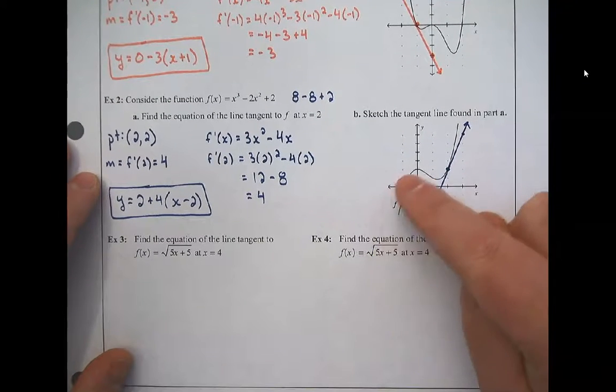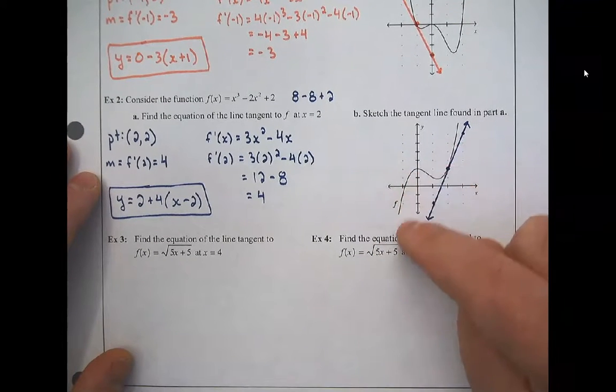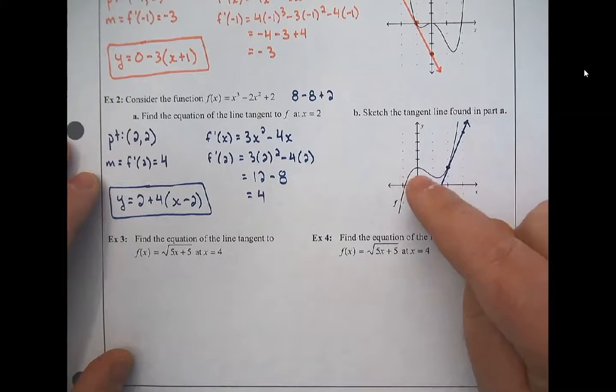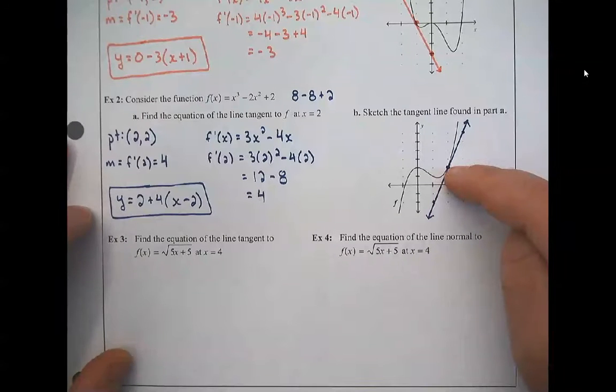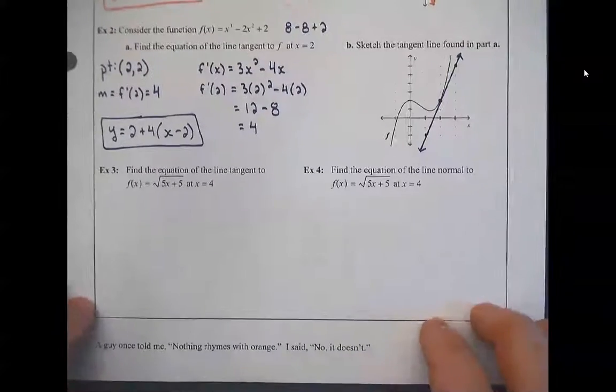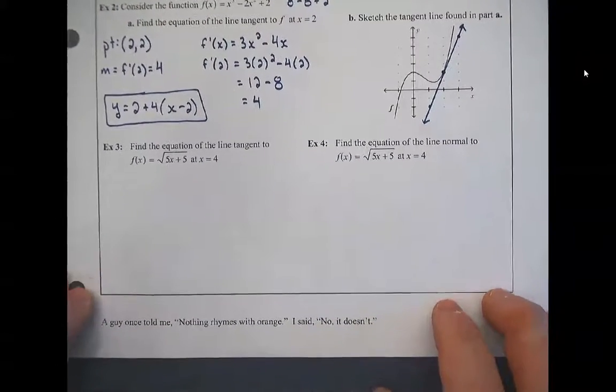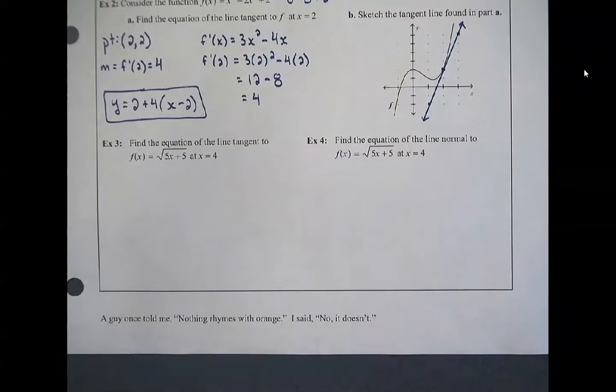If this was the path of a baseball, which it really couldn't be a baseball, but anyway, this was a crazy baseball. If the ball hit you in the face at 2 seconds after it was thrown, that's how hard it would be thrown, would be the slope of this line. Kind of violent. Find the equation of the line tangent to f of x equals blah, blah, blah.